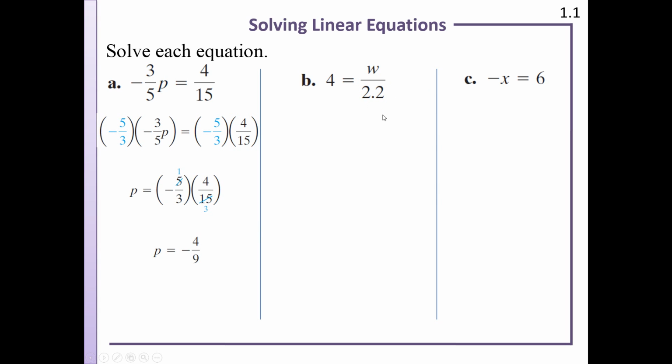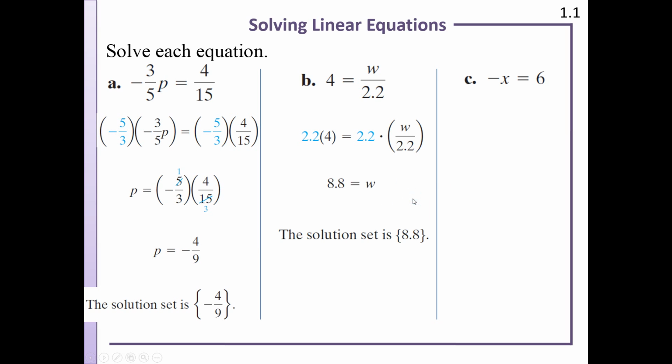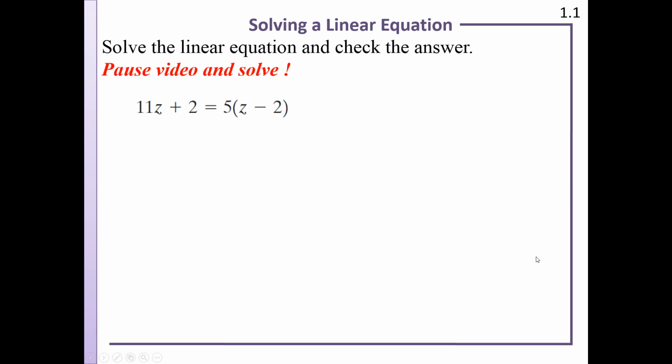For part b, this is pretty simple. This one, w is the variable, it's divided by 2.2, so if we just multiply by 2.2 on both sides of the equation, then we find w is 8.8. And here, the coefficient is -1, so if you multiply by -1, you find that x is -6. So each of these equations has a unique solution, meaning there's just one solution in each of these equations.